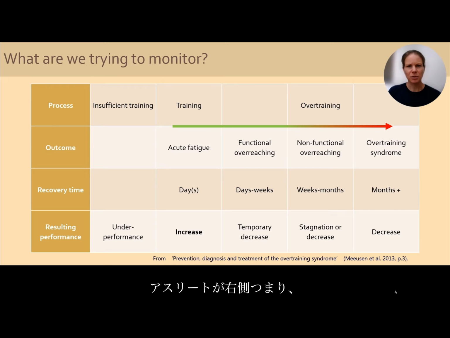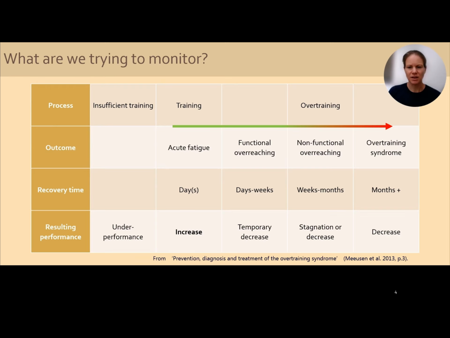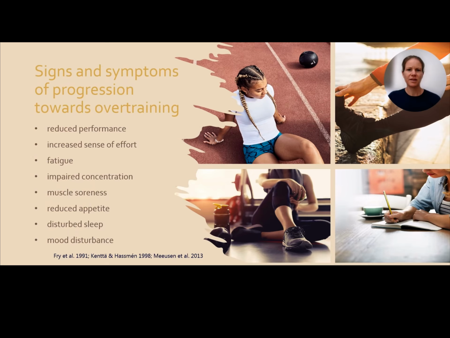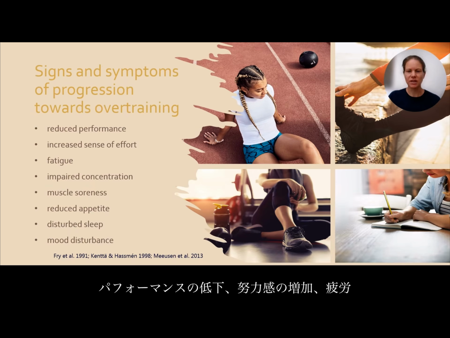As athletes progress towards the right, or the red, it is not just performance that is affected. There are also physical and psychological signs and symptoms. Signs and symptoms associated with progression towards overtraining syndrome include, but are not limited to, reduced performance, increased sense of effort, fatigue, impaired concentration, muscle soreness, reduced appetite, disturbed sleep, and mood disturbance.